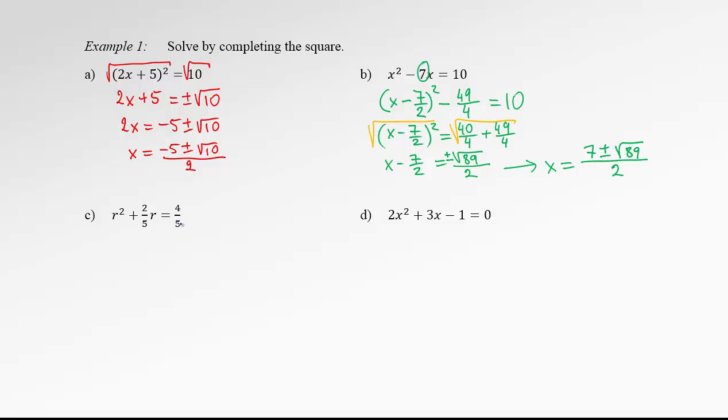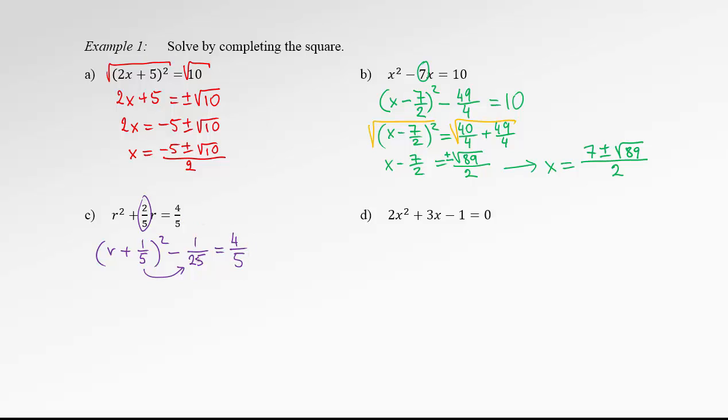The following example is nearly the same as example B, but we have fractional coefficients. Okay, let's follow the procedure again. Prepare a bracket. We are squaring r plus half of this middle coefficient. How much is half of 2/5? Well, it's 1/5, right? And then we subtract perfect square of the number that we took in the bracket. So it's 1 over 25. Copy the rest, equals 4/5.